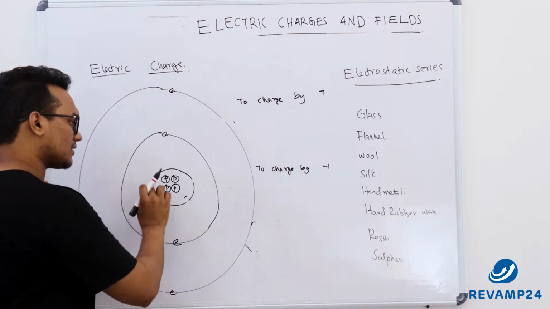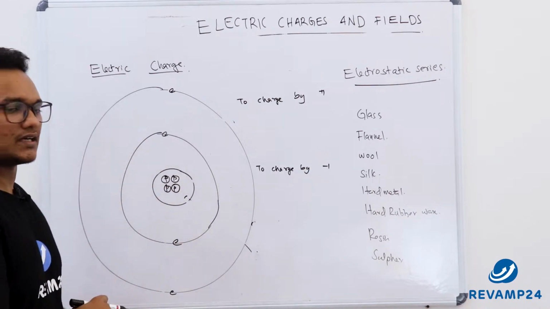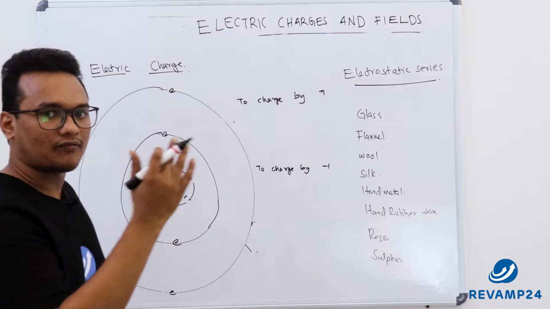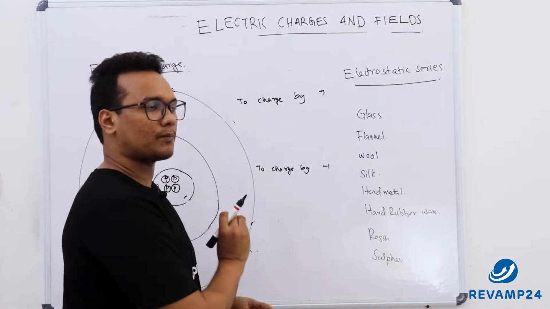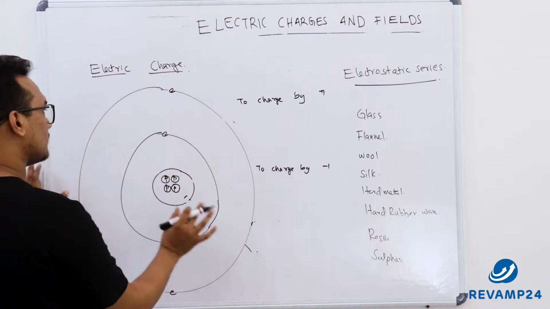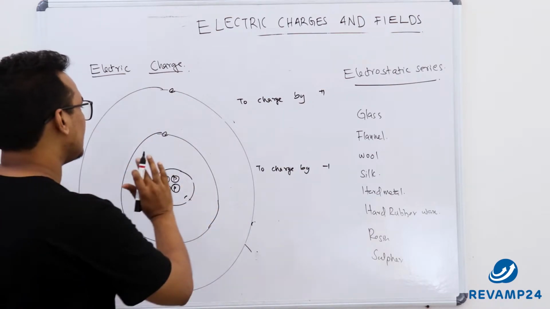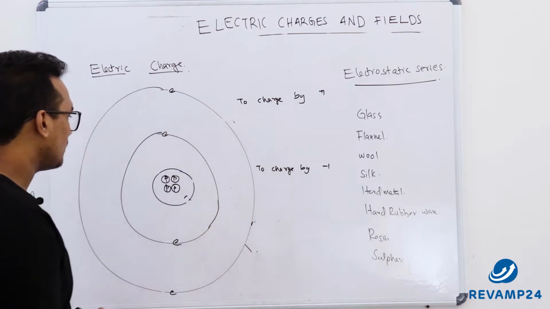What are positive charges? Protons carry positive charge. And what are negative charges? Electrons carry negative charge. So atomic number 4 means it has 4 protons inside. So to neutralize, we have 4 electrons in the orbit. So what is the net charge here? Net charge is equal to 0.